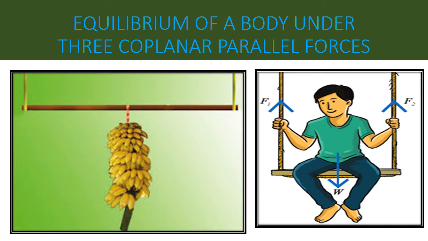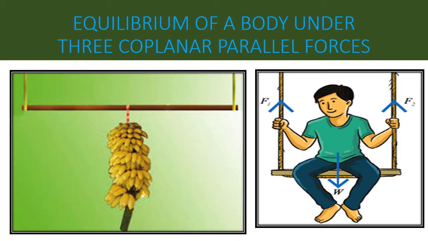Now we will see how an object is going to be in equilibrium under three parallel coplanar forces. So look at the first picture. You can see a bunch of bananas hanging on a horizontal rod, and this rod is suspended by two strings at the ends. So you can say that there are three forces acting on this. Two forces are upwards on the strings, and one is downwards because of the weight of the banana bunch, right?